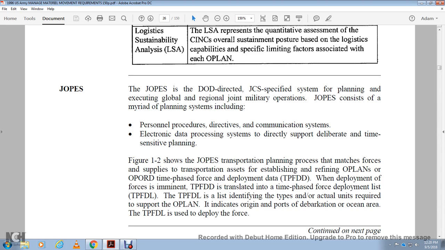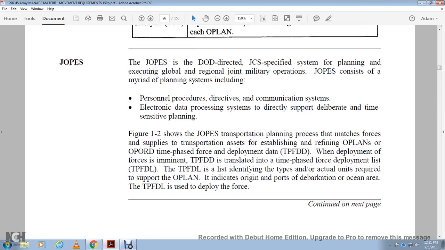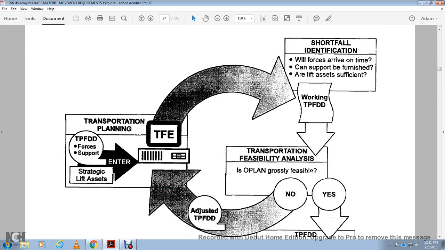Time-phased force deployment data, for the deployment of the forces, is installed. The time-phased force deployment is listed in the Time-Phased Force Deployment List. The Time-Phased Force Deployment List indicates the type of the actual units required for the operation plan, with an indication of origin, ports of debarkation, and ocean lift. The Time-Phased Force Deployment List is used to deploy forces. As JOPES continues, transportation planning, transportation force deployment data, forces support, and strategic lift assets are entered in the TFA. Short identification will force they arrive at the time can support furnished for the assets.